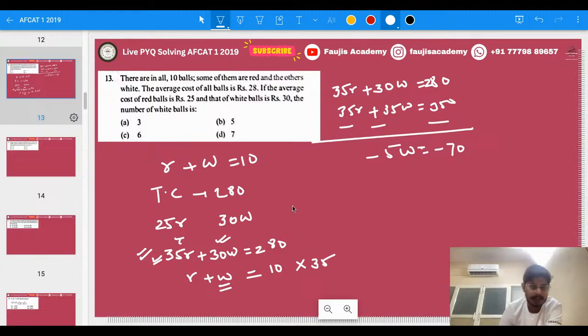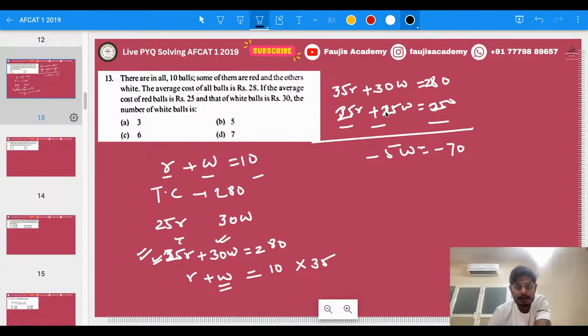Did we make some mistake somewhere? R plus W, that means red ball plus white ball, sum is 10. The total is like 280, 25. 25R. Okay, from here we are supposed to write 25 only. Yes, absolutely, 25. So we'll multiply it by 25. This one will become how much? 250, isn't it? This one will also become 25.